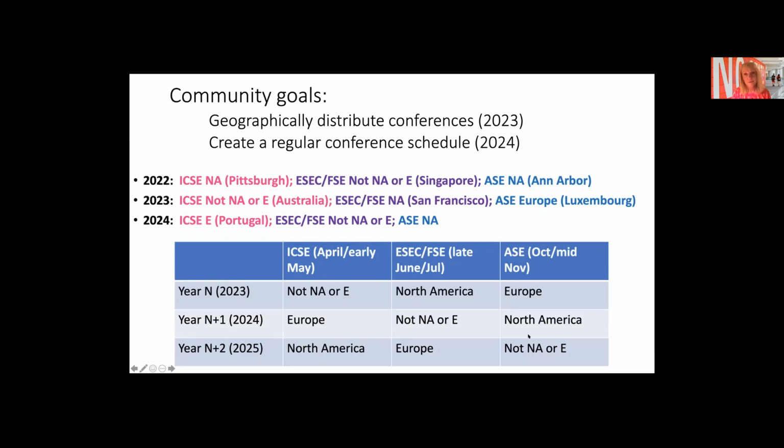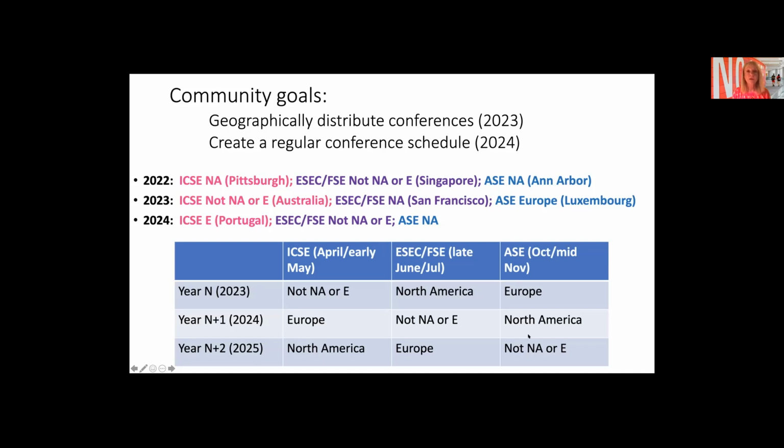And what you can see is that by 2023, based upon contracts and plans that were already underway, is the first year we're able to actually do that, where ICSE is in Australia, FSE is in San Francisco, and ASE is in Luxembourg. And then we'll continue from 2024 onward.